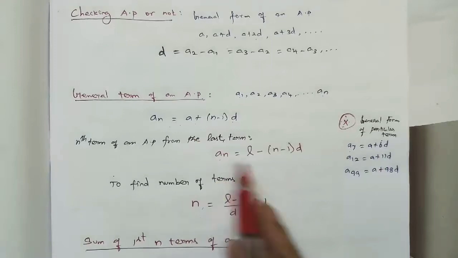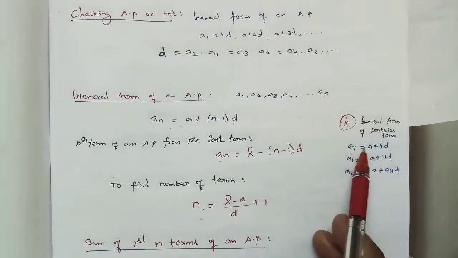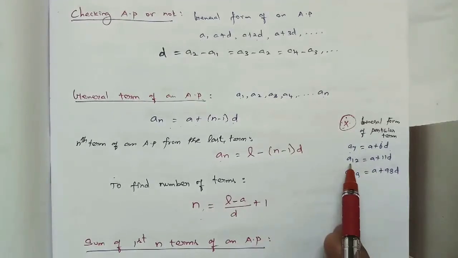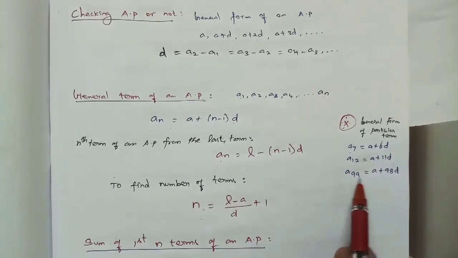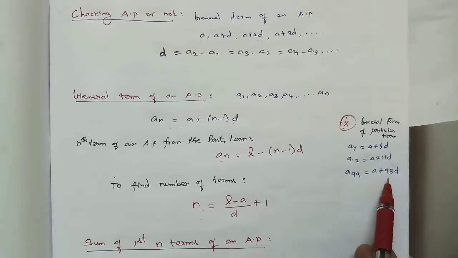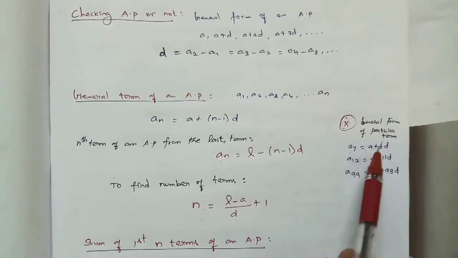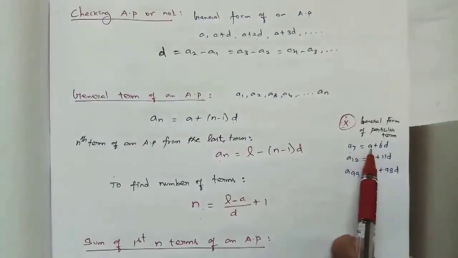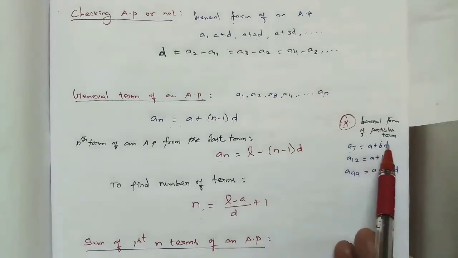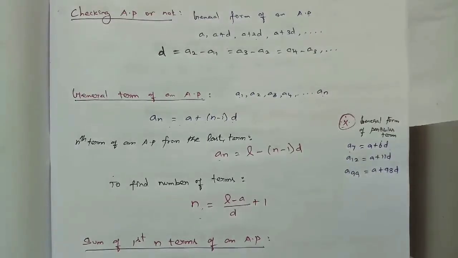So we don't always need to use the formula; directly we can write. What is the general form of the 7th term? a7 is equal to a plus 6d. The 12th term: a12 is equal to a plus 11d. The 99th term: a99 is equal to a plus 98d. Simple, right? This is the general form of a particular term. If we know the values of a and d, we can directly substitute and find the value of the particular term.